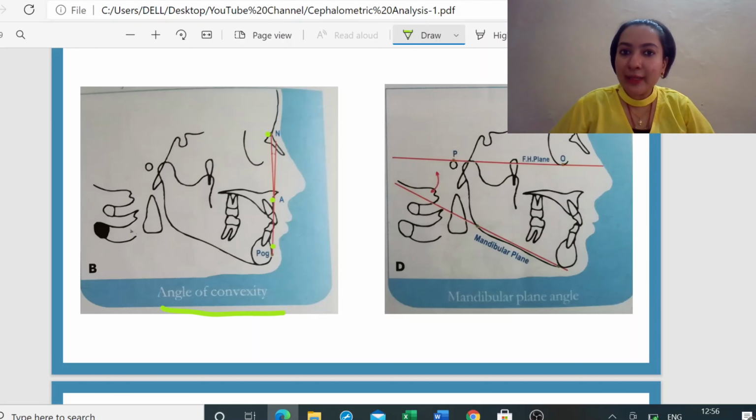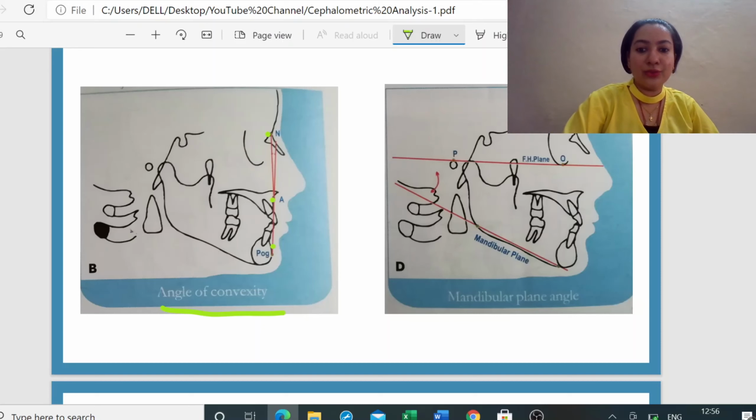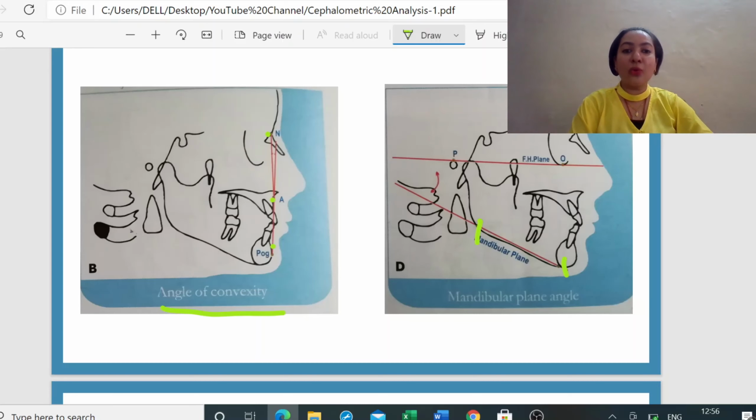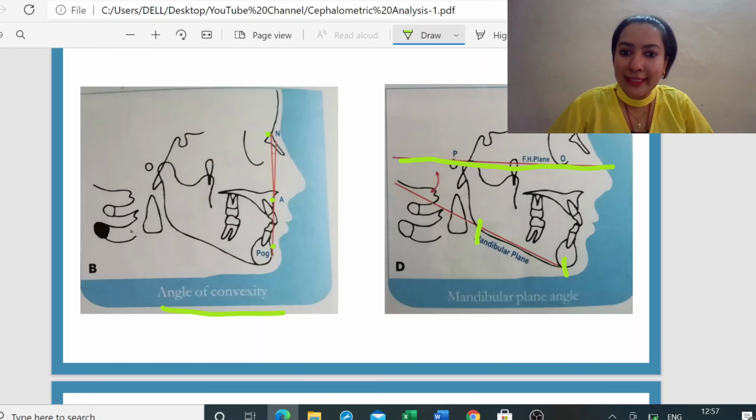Okay. The next angle which is given by Downs is your mandibular plane angle. If you have seen my previous video, you know that the mandibular plane is formed by joining which two landmarks. You should know which landmarks are there because we discussed how it changes in terms of Downs and Steiners. So when my mandibular plane intersects with the FH plane, that is my Frankfurt horizontal plane, I get the mandibular plane angle.